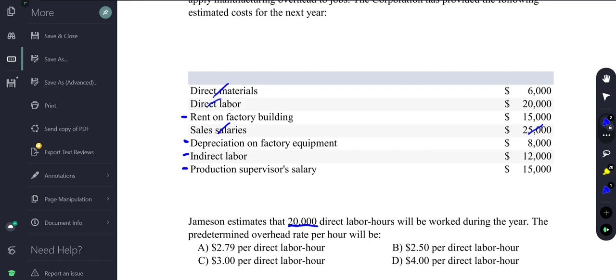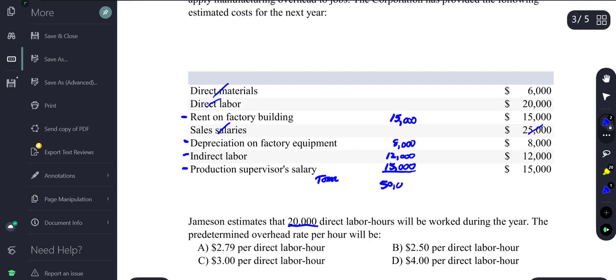So what we're going to have here is $15,000 in the rent on the factory building, $8,000 in depreciation. We're going to have indirect labor of $12,000 and production supervisor salary of $15,000. Our total for estimated overhead costs will be $50,000. Okay, so these are the total estimated costs. So we add all these up and we get $50,000.